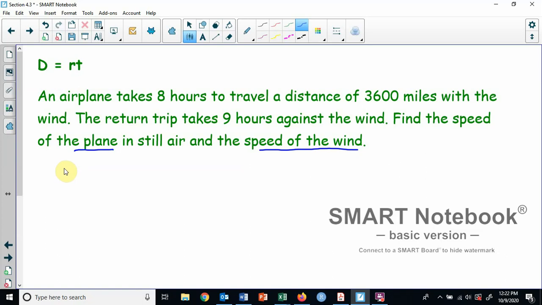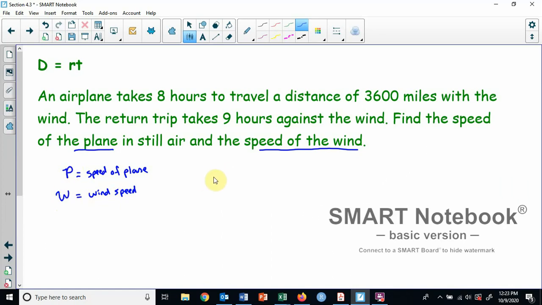So what we're looking for is the plane speed. Let's let that be p, speed of plane. And we're looking for the wind speed. Let's let that be w. So that's what we mean by defining variables. See what 2 things we're trying to find, plane speed and wind speed, and let's go ahead and say, okay, let p be the speed of the plane and w be the speed of the wind. So we've defined variables. If you can do that, you can get some partial credit on these problems.